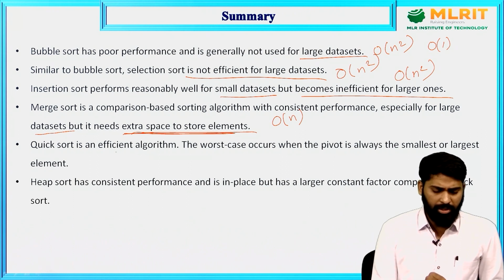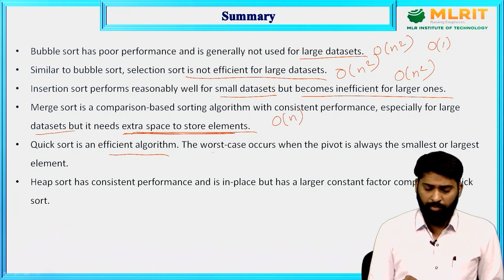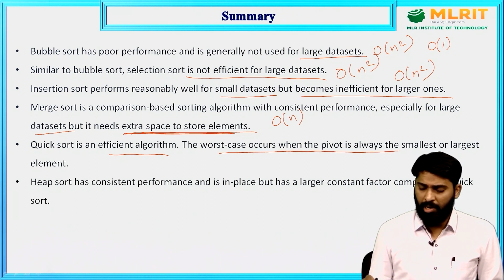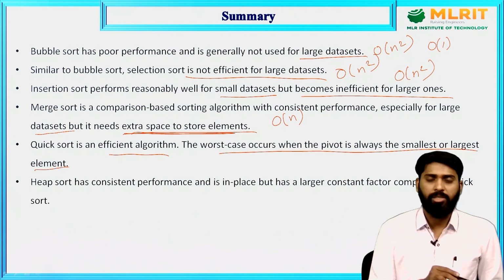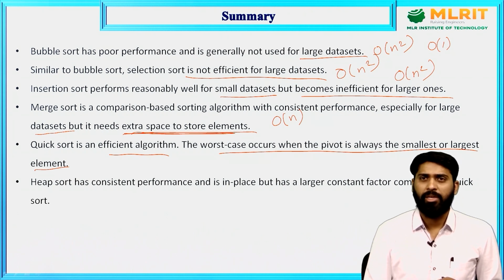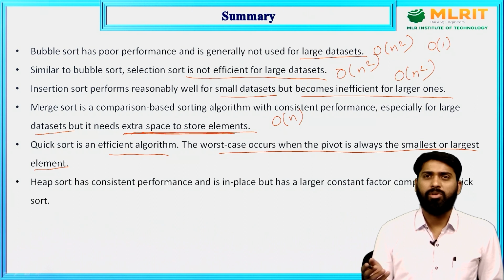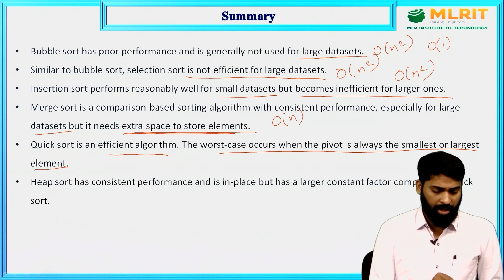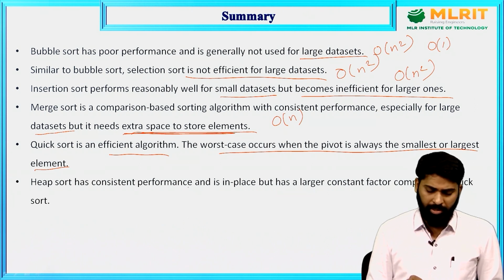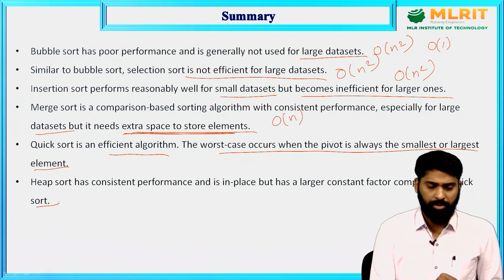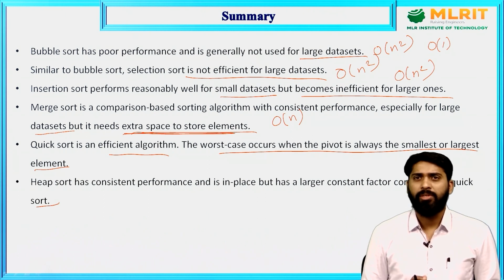Quick sort is an efficient algorithm. The worst case occurs when the pivot is always the smallest or largest element. If it is the smallest, then there is no left side. If it is the largest, then there is no right side. Heap sort has consistent performance and is in place but has a larger constant factor compared to quick sort. So, this is the end of sorting techniques.